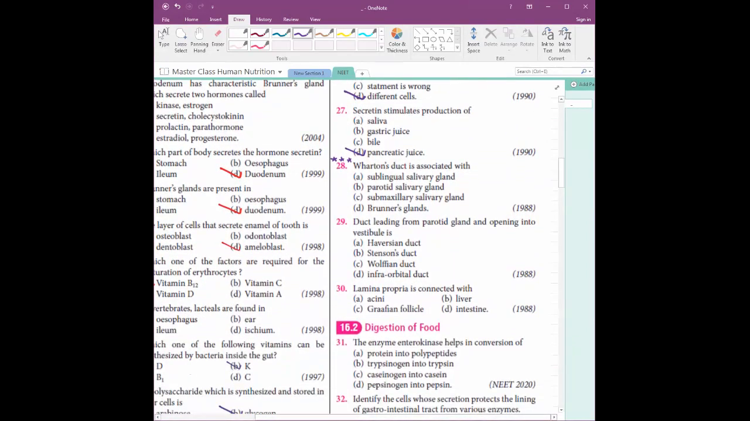Okay. Guys, now the Wharton's duct, when we talk about this, is associated with your salivary glands. But where, guys, you are going to see them associated is with the submaxillary salivary glands. So just keep this in mind. It is the duct which is going to open up into your mouth. Okay, so just keep this in mind.